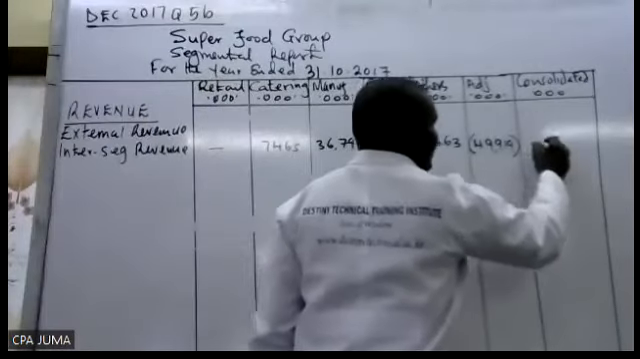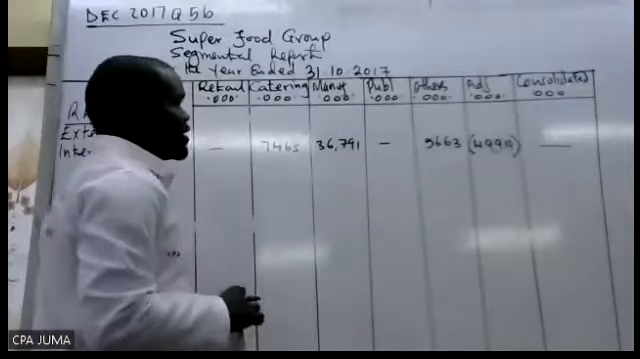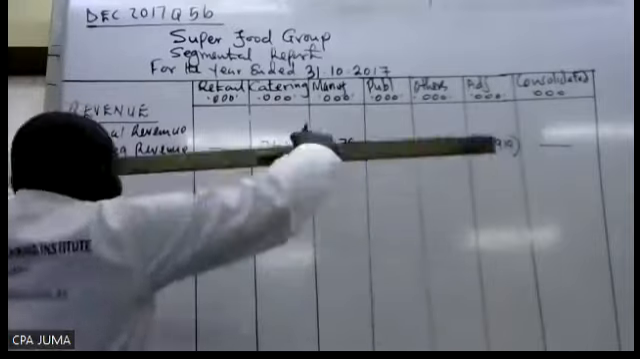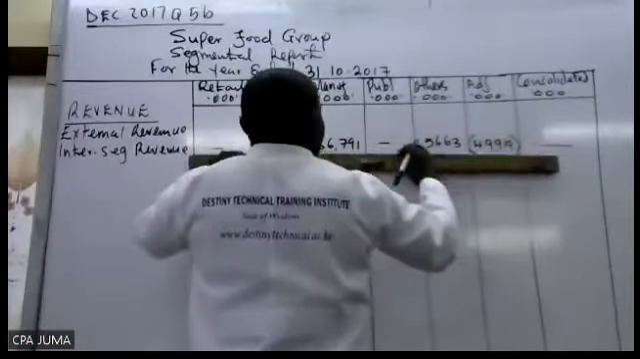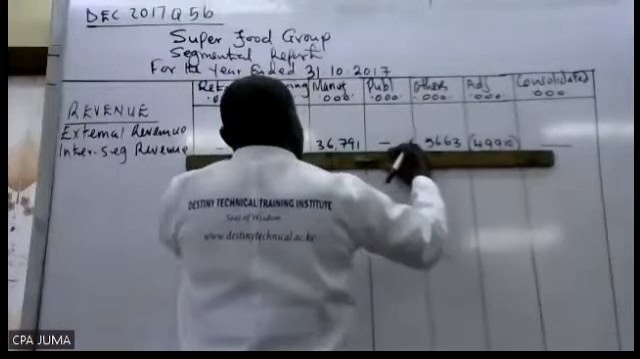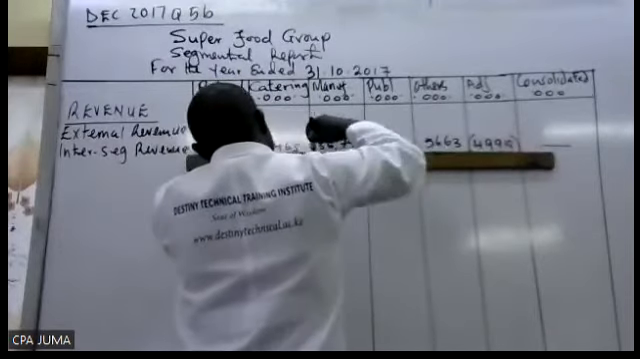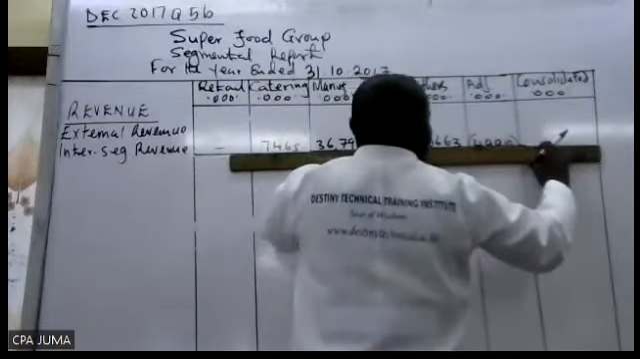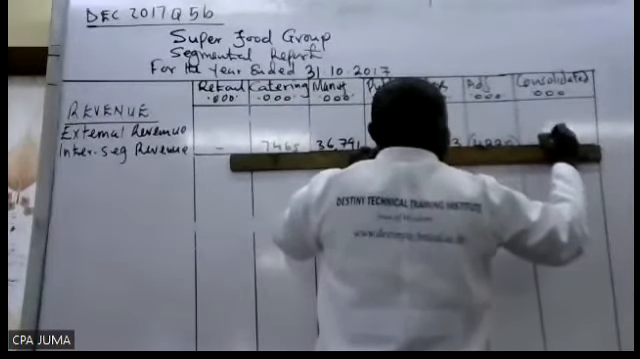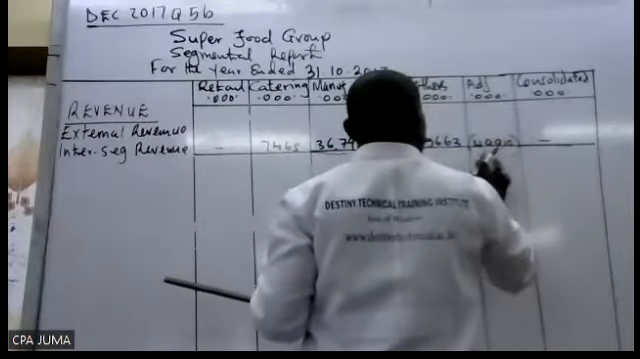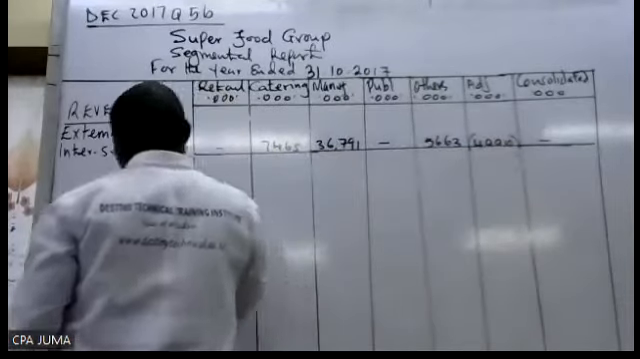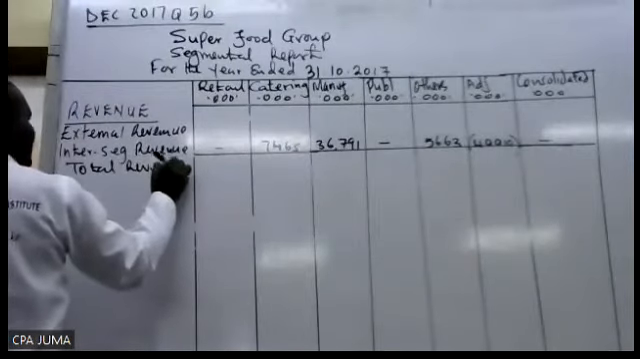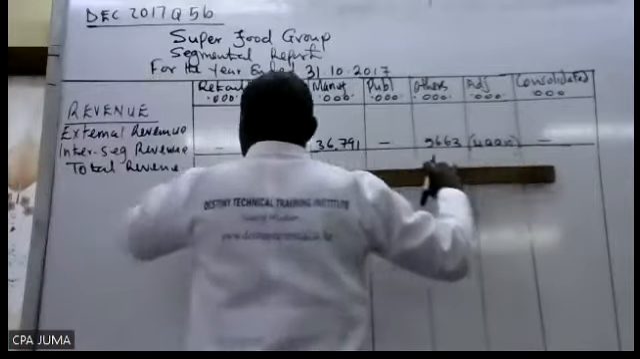So you don't take it to the consolidated financial statements. So you need it. Then now, when you add the two, the sum of the two should give us the total revenue. So, remember that. Total revenue, capture them as given there.